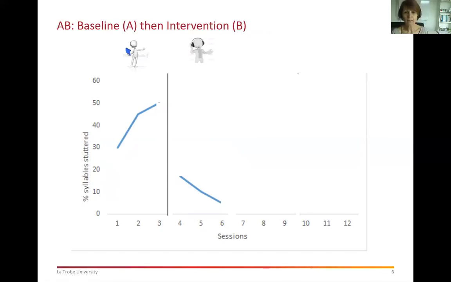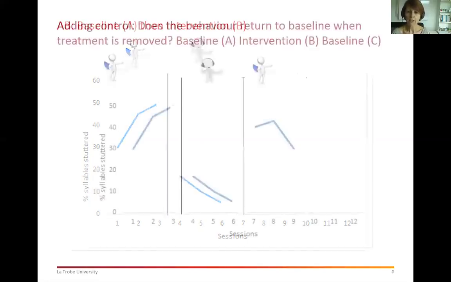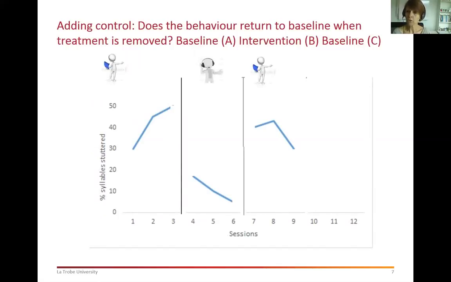The issue is, who knows, maybe in between time the person just got a little bit more savvy about his own speech and started to do exercise, or maybe was less stressed in his work situation. There could have been a whole lot of things going on for this person that actually were the cause for the reduction in his stuttering. So how do you figure out, without a large group and a control group, whether or not it was the intervention? Well, with this type of design, what you do is you reintroduce your baseline conditions.